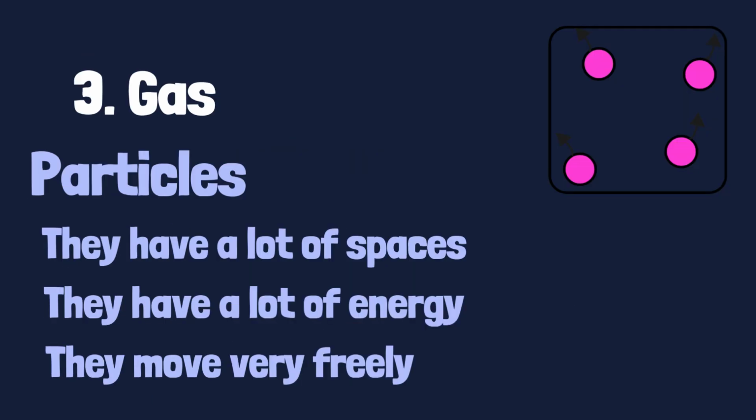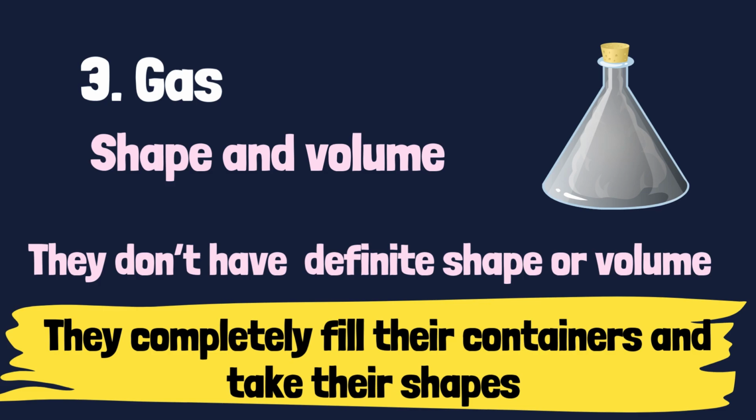Here about the gas particles. The gas particles are very free, okay? They have a lot of spaces between the particles. They have a lot of energy. They can move very freely, okay? So the gas state has no definite shape or volume because here the particles are moving very fast, moving very freely, have a lot of energy, so they fill the container, okay? Also the volume. It takes the space of all the container and it takes the shape of the container.